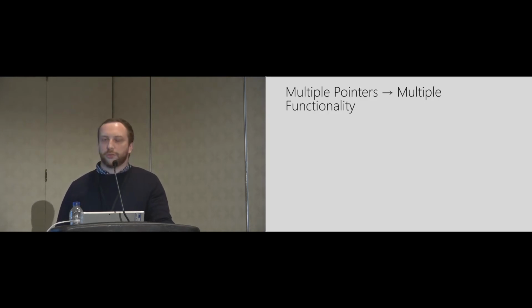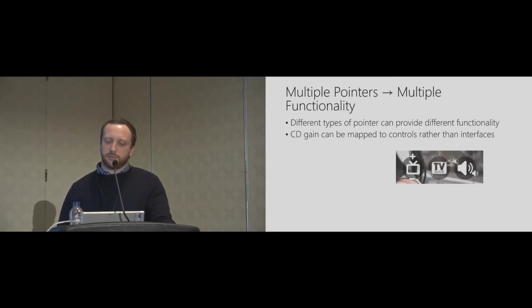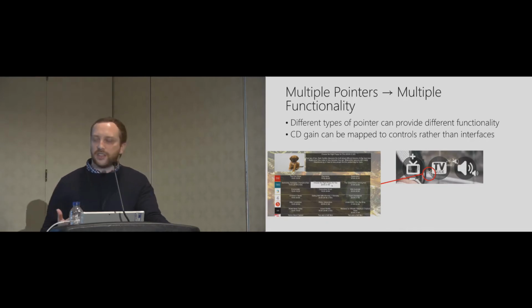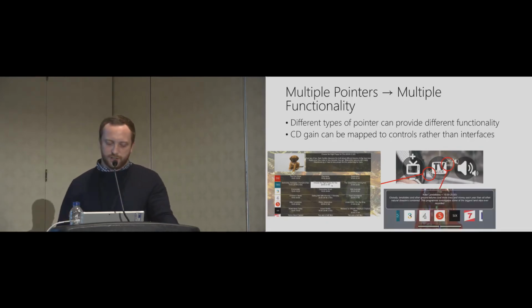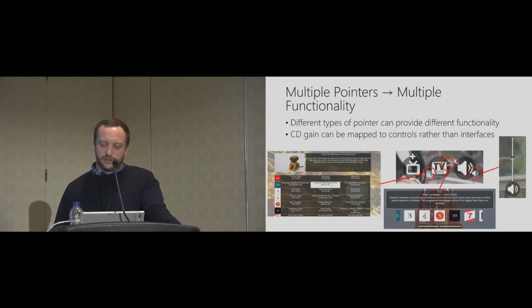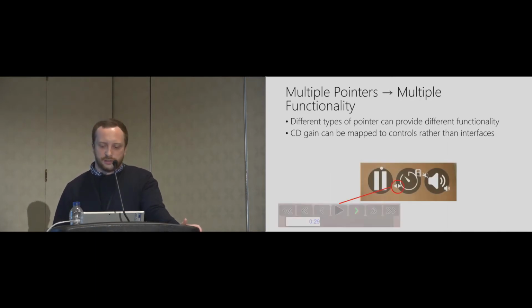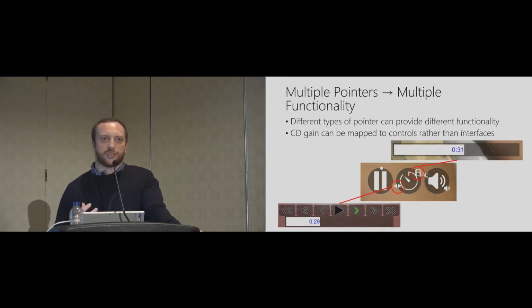Having multiple pointers with multiple functionality means different pointers can provide different functionality. And the CD gain can be mapped to controls rather than interfaces. So in a TV example, you could have a TV guide using a two-dimensional pointer. You could have a channel selection using a horizontal slider or a vertical slider for the volume. We can do similar things with a video player, such as controlling the playback, selecting the progress of the video, and once again using the volume.